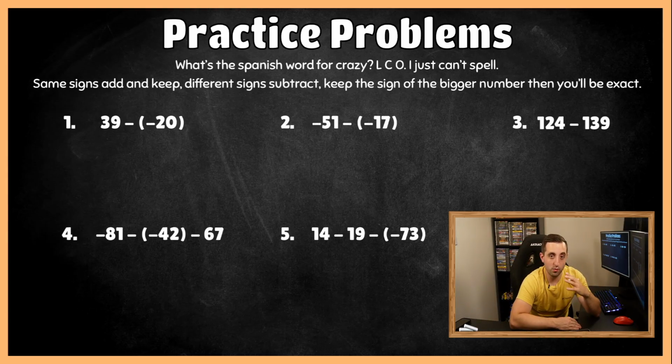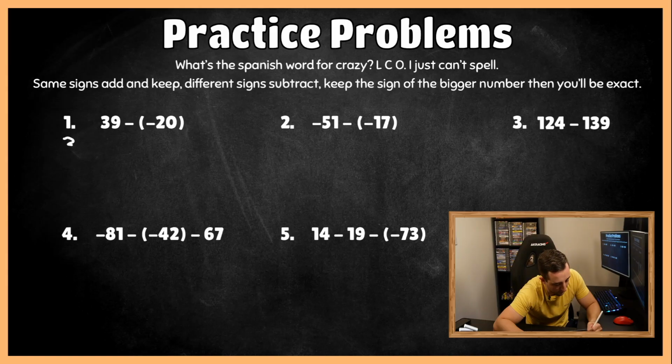Right, now with that being said, why don't we go over the answers? So hopefully you go 5 for 5 in this practice session. Let's go ahead and jump into number 1. So again, we're using LOCO here. Remember, they just can't spell. So let's go ahead and leave 39 the exact same. We're going to change subtraction to addition, and negative 20 is going to turn to a positive 20.